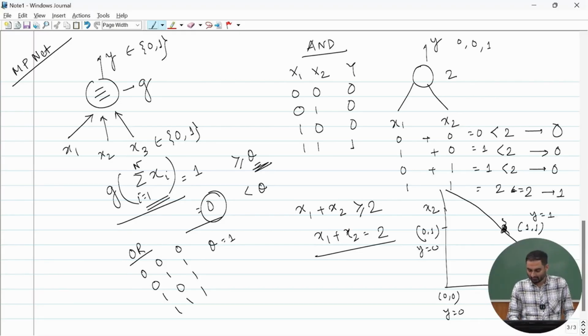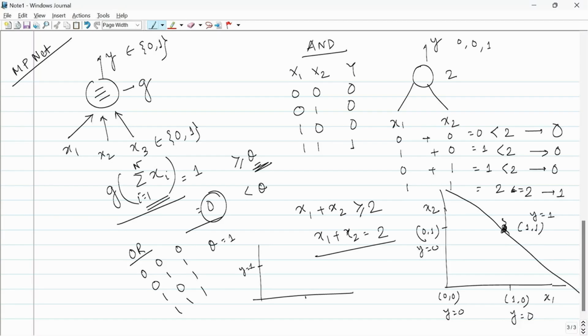So in that case, the line would look like this: for this point y equals 1, this point y equals 1, this point y equals 1, this point y equals 0, and the line is X1 plus X2 equals 1. Okay, so it will basically look like this.